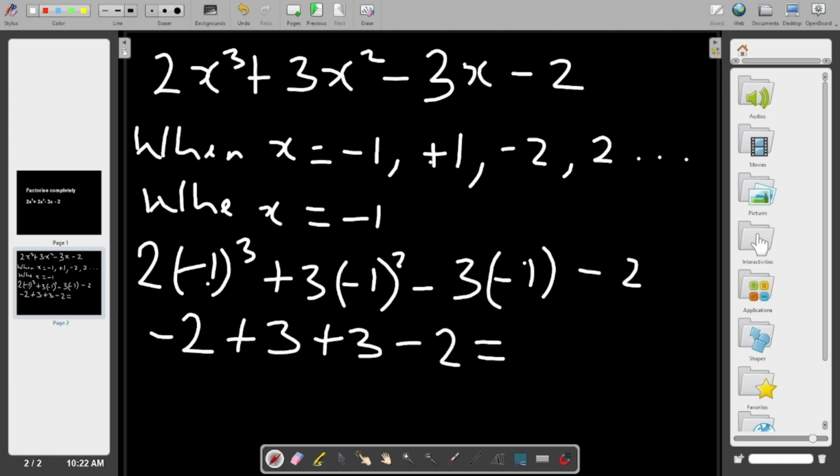Minus 2 plus 3 is equal to plus 1. Plus 1 plus 3 is plus 4. So 4 minus 2 will give us 2. So this is going to be plus 2. Now looking at this particular answer, you notice that this does not give us 0. It didn't give us 0, so we are not going to use minus 1, because if you substitute minus 1, it did not give us 0. So what we'll try is plus 1.